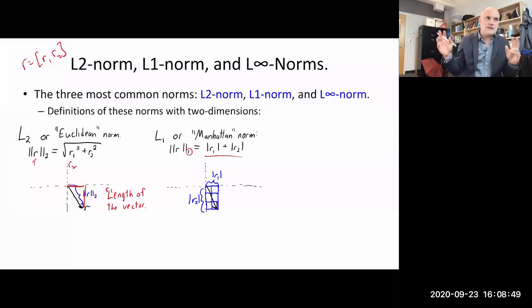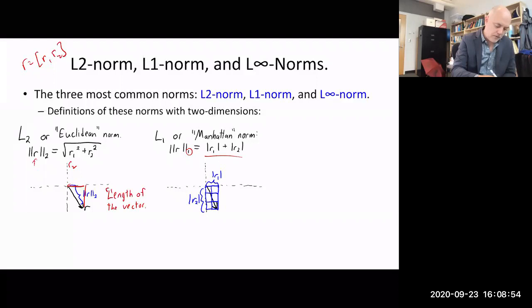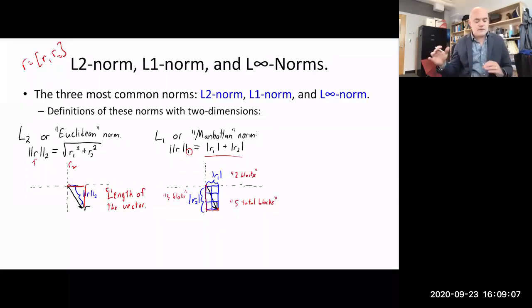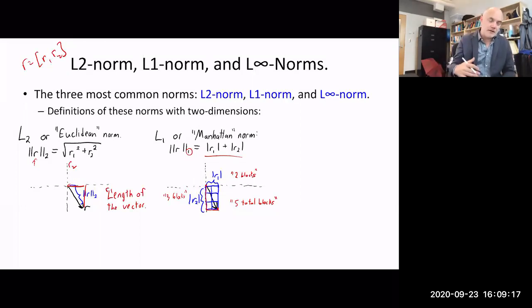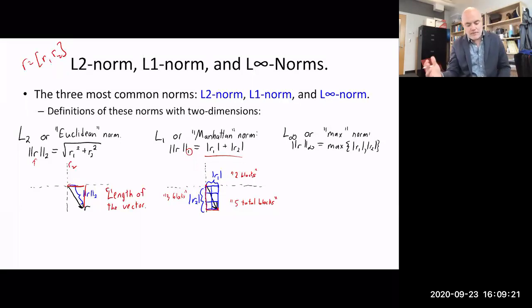The reason it's called the Manhattan norm is that it gives the length of this vector in different units, and we can think of these as blocks you would have to walk. To get from the origin to the end of R, you need to walk 1, 2, 3 blocks in this direction, and then 1, 2 in this direction, right? Then the Manhattan norm, or L1 norm, length of this vector is 5, because it's 3 blocks in one direction and 2 blocks in the other, 5 total blocks. The L infinity norm is the max norm.